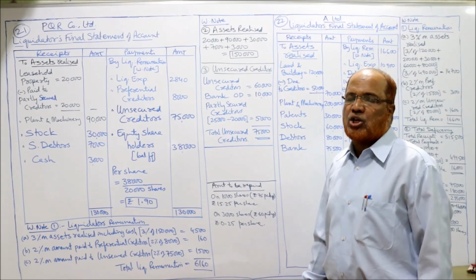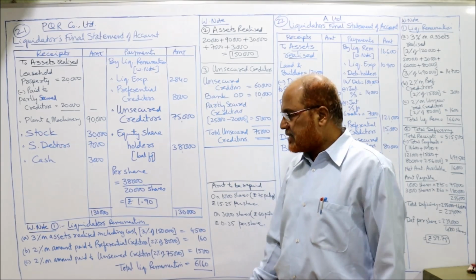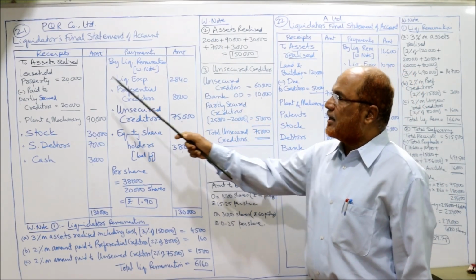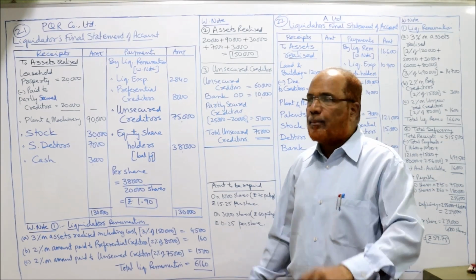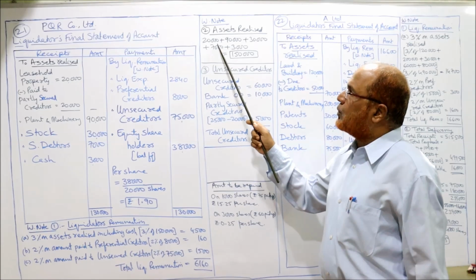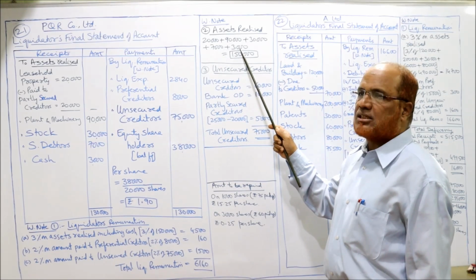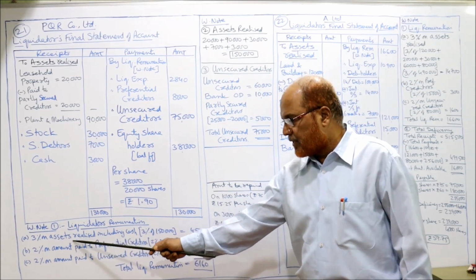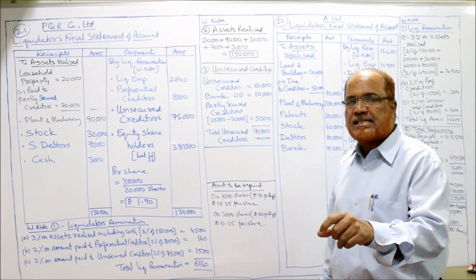By liquidator's remuneration, that we have to calculate in working notes. 3% on assets realized, including cash. Here the assets realized include 20,000 from selling the leasehold property. The leasehold property is sold by the liquidator and that amount is paid to the partly secured creditor. But who has sold it? Liquidator only has sold it. So we have to include 20,000 leasehold property, 90,000 plant and machinery, 30,000 stock, 7,000 debtors and cash 3,000. The total of the assets realized is 1,50,000. 3% of 1,50,000 comes to 4,500. This is the liquidator's remuneration on assets realized.